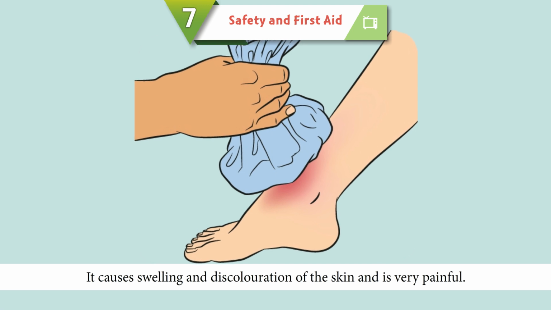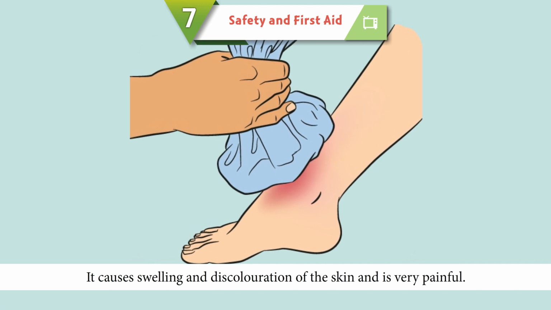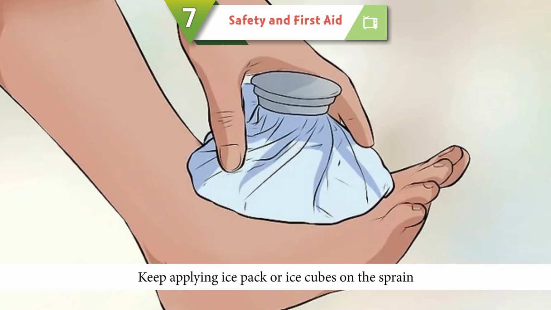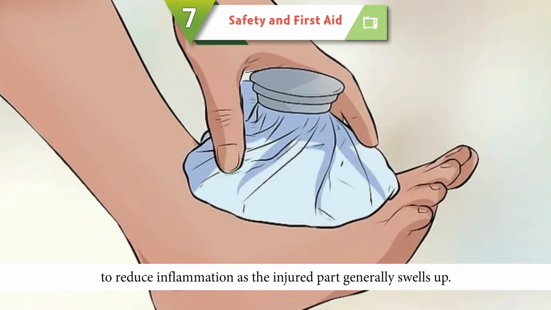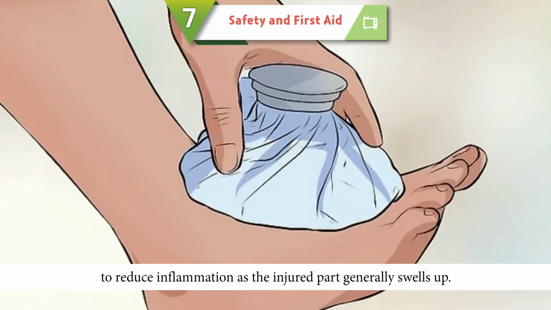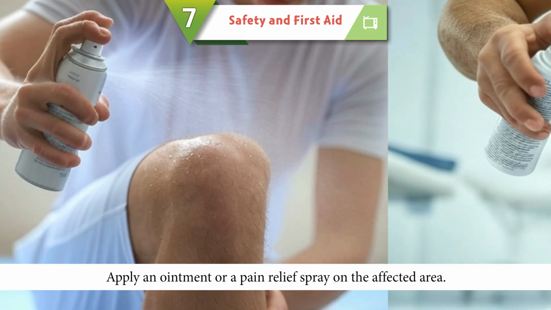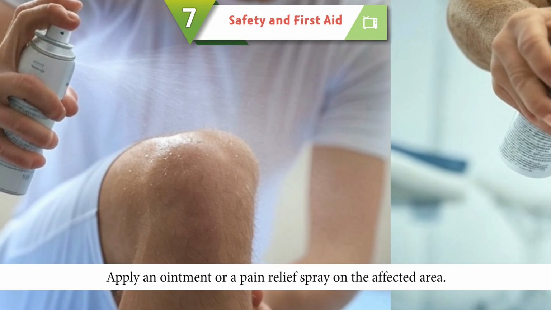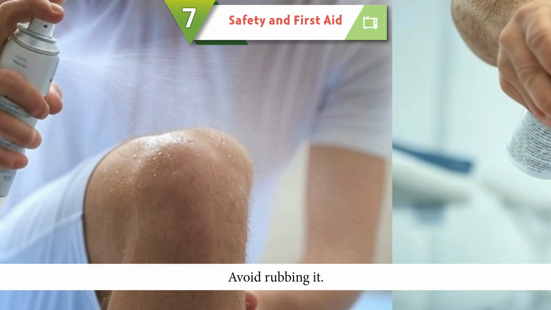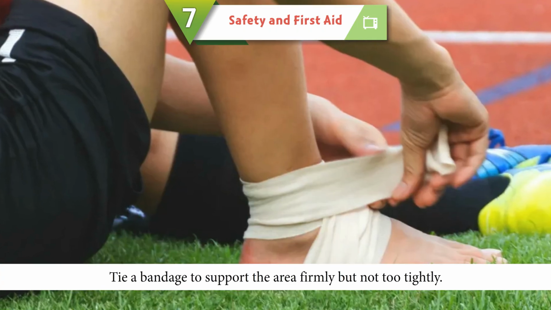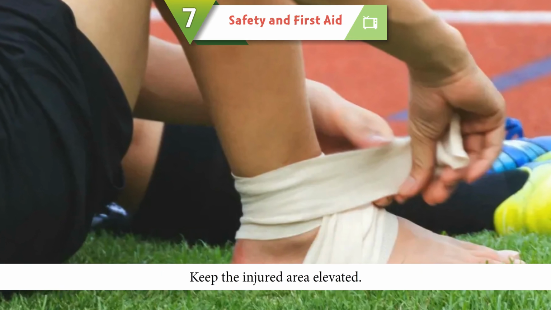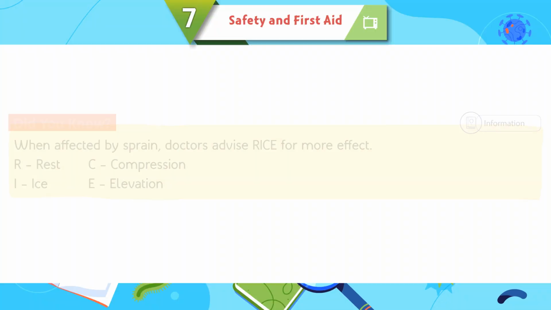It causes swelling and discoloration of the skin and is very painful. Keep applying an ice pack or ice cubes on the sprain to reduce inflammation as the injured part generally swells up. Apply an ointment or a pain relief spray on the affected area. Avoid rubbing it. Tie a bandage to support the area firmly but not too tightly. Keep the injured area elevated.